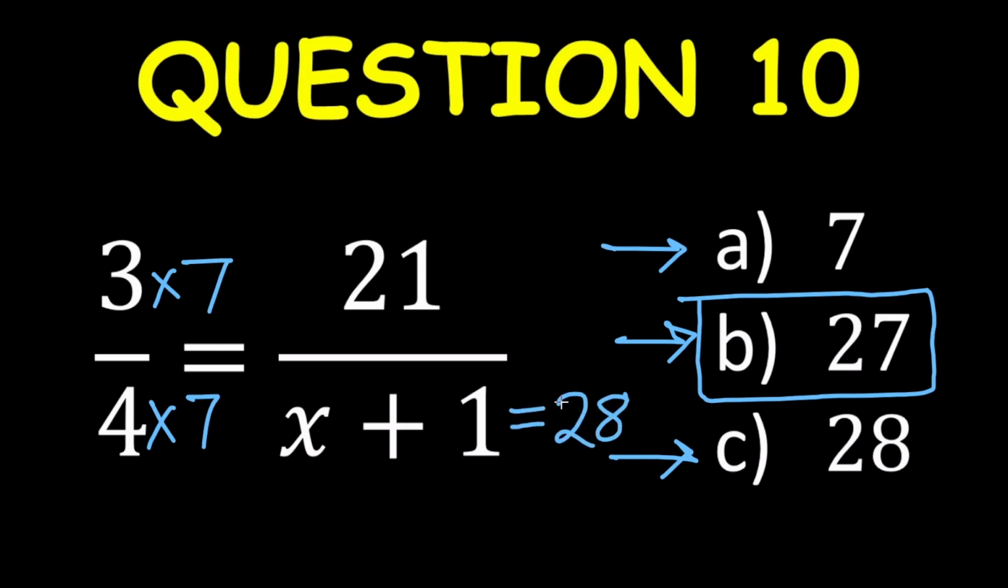Okay, so just like our basic algebraic simplification, we are going to subtract 1 from both sides. So that x is equal to 28 minus 1, which is 27, and that is the correct answer.